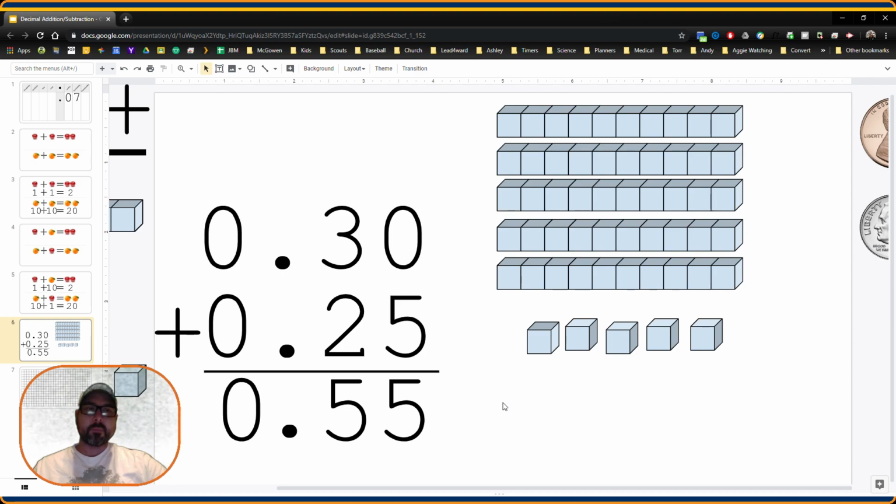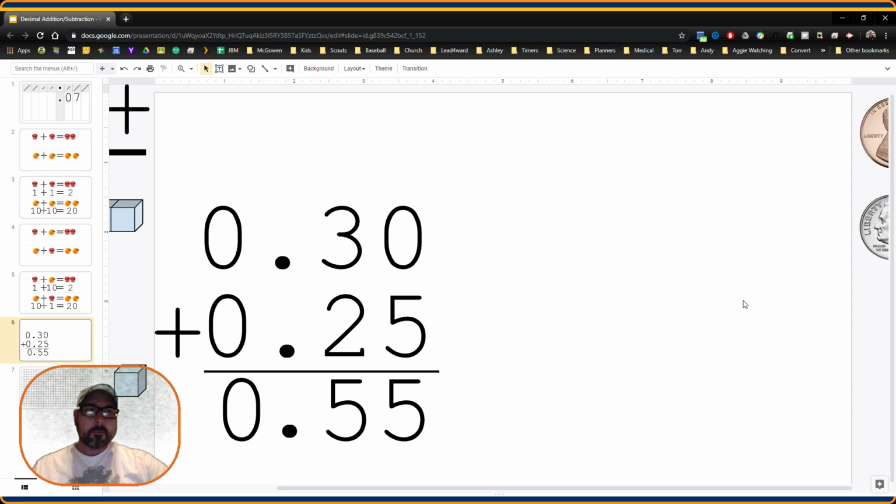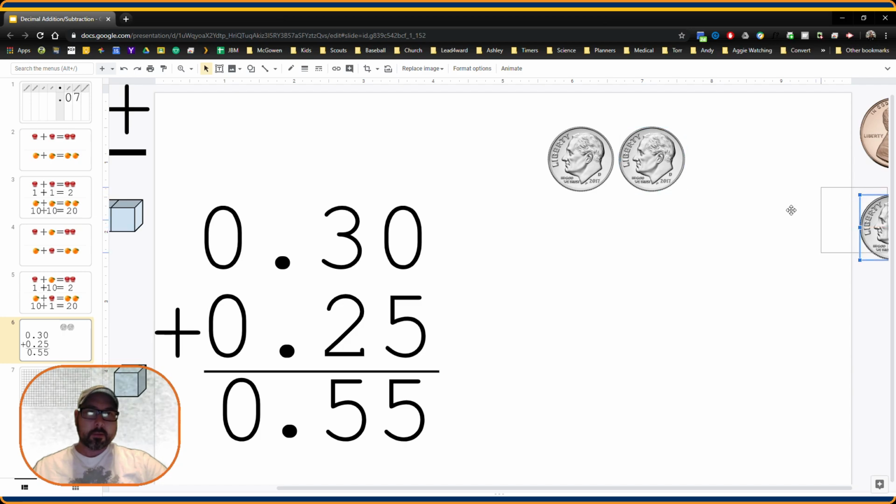Now let's build the same thing using coins. Coins are a great thing to use if you're dealing with whole numbers or tenths and hundredths. Not so great for thousandths, but we're not doing that right now. Okay, so I start out with 3 tenths. So a dime is going to represent my tenths. Now if I wanted to, I could do 30 hundredths, but I'm honestly kind of lazy, so I'm not going to. Okay, so I have 3 tenths.